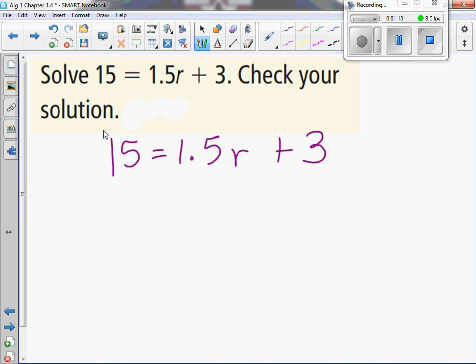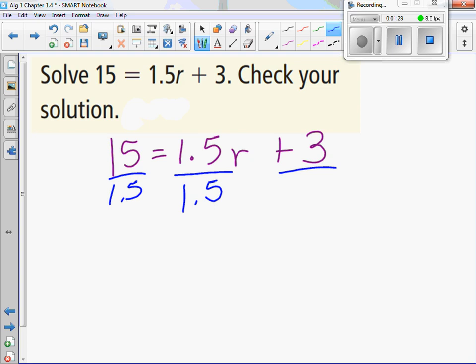Yesterday. The reason we moved the 3 first is because there's nothing wrong with dividing by 1.5 first, but we have to divide everything. So it doesn't mean just the 15. It also means the 3. Did I just make this harder? Because now we have 15 divided by 1.5. 3 is not going to divide by 1.5 evenly. It's going to be an uglier decimal than 1.5. That just made things harder, didn't it? Because now we've got more decimals.